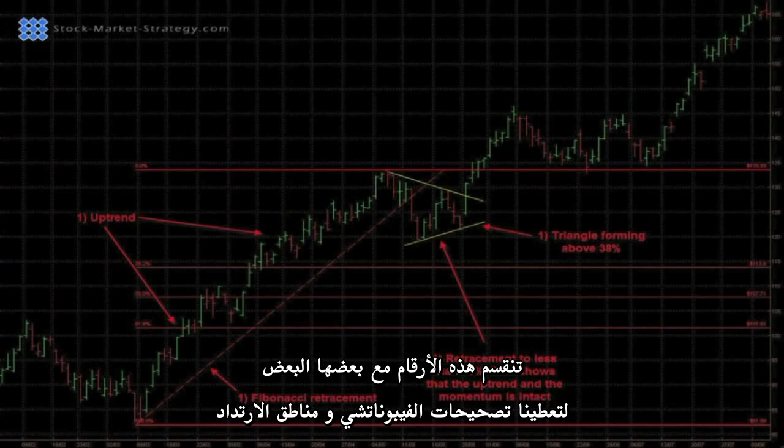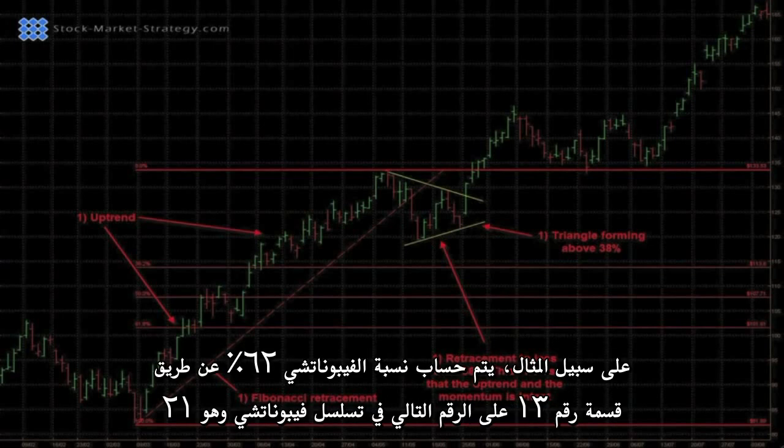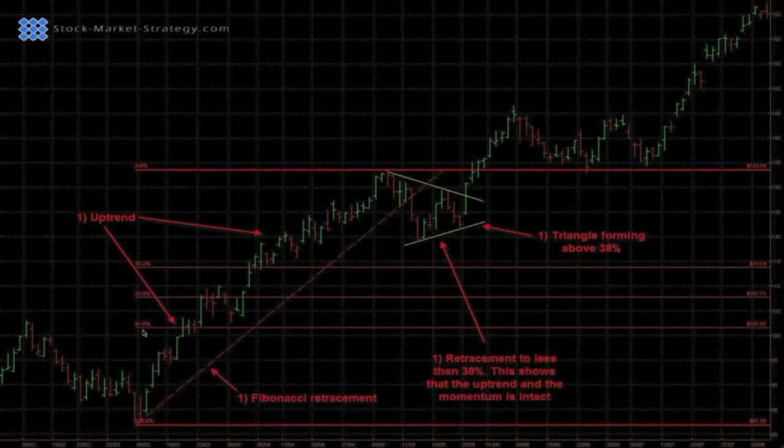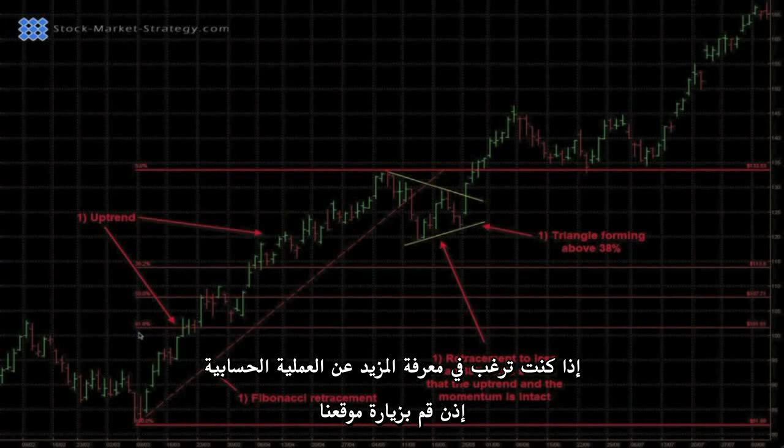It's these numbers divided by each other that give us the Fibonacci retracement and extension areas. For example, the 62% retracement is calculated by taking 13 divided by the next number in the Fibonacci sequence, 21. So that's how we derive the 62% retracement. If you want to learn more about the calculation, then visit the website.